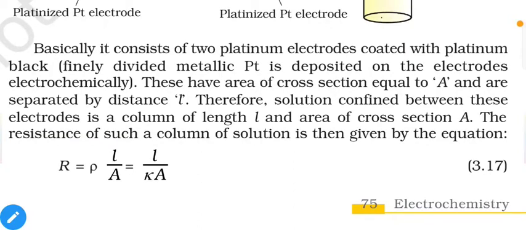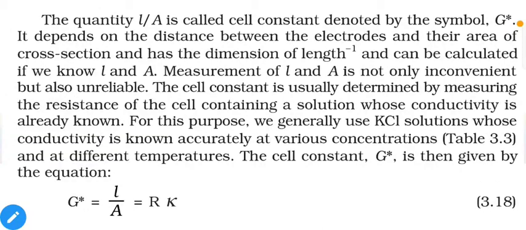So for resistance you get the same equation as we discussed earlier: R is equal to rho into L upon A, or R is equal to L upon kappa into A. Now L upon A is constant because it does not change for a given cell. It is called the cell constant, denoted by the symbol G star. It depends on the distance between the electrodes and their area of cross section, has the dimension of length inverse, and can be calculated if we know L and A.